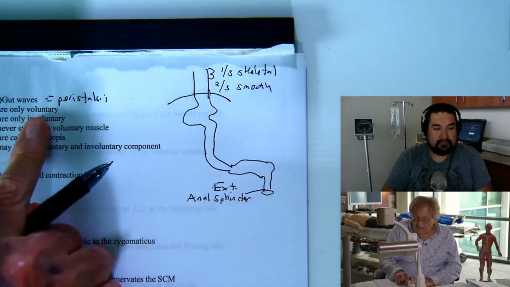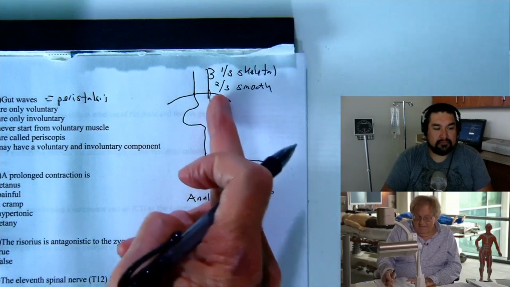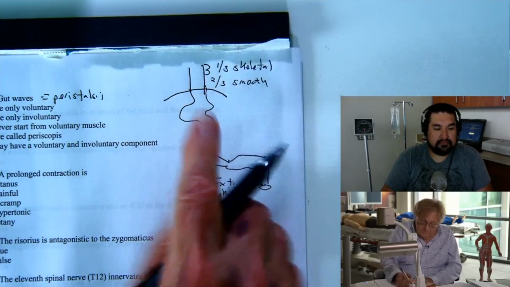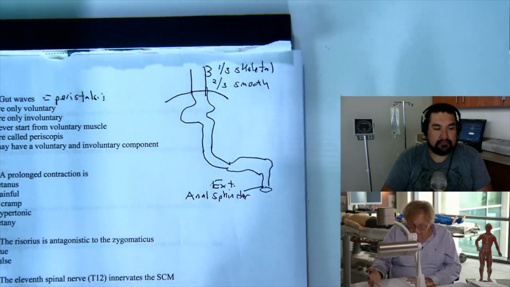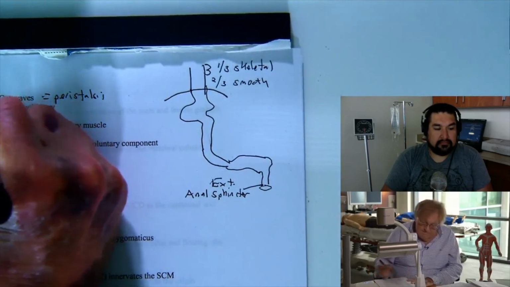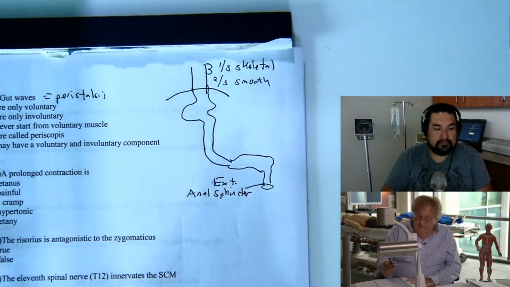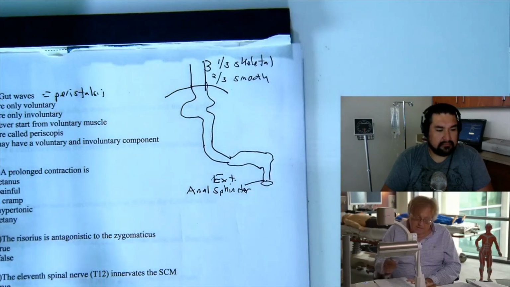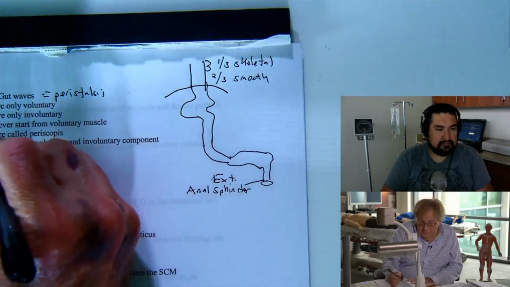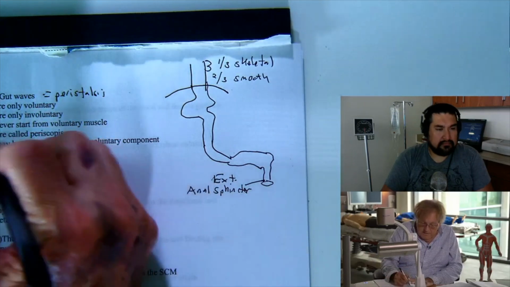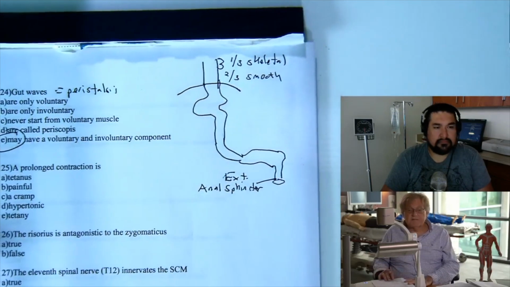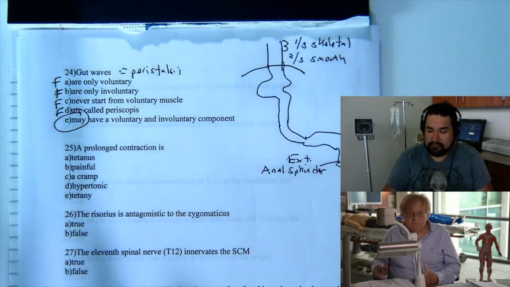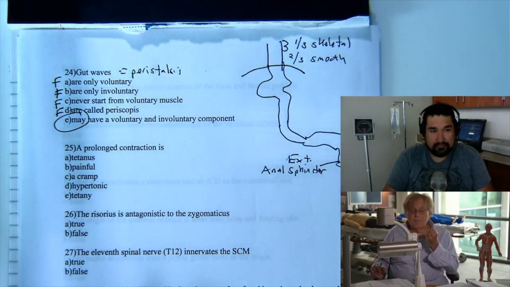are they only voluntary? No, because they're certainly not voluntary there, because this is all smooth, so that's false. Are they only involuntary? No, that's false. They never start from voluntary? That's false, because when you swallow, that's how you get things going. Are they called periscopus? No, they're peristalsis, that's false. But the answer is this: they have a voluntary and involuntary component. So when I swallow, the best way to think about it, I'm going to start that wave moving.